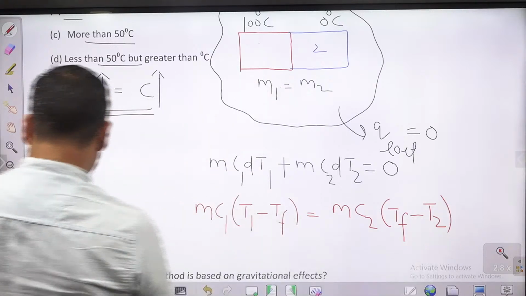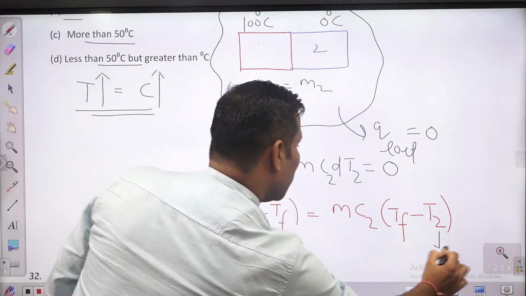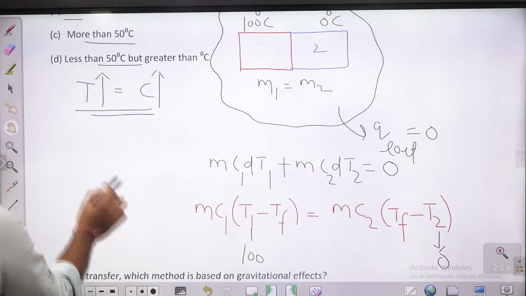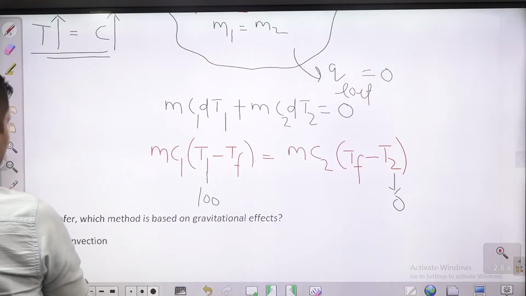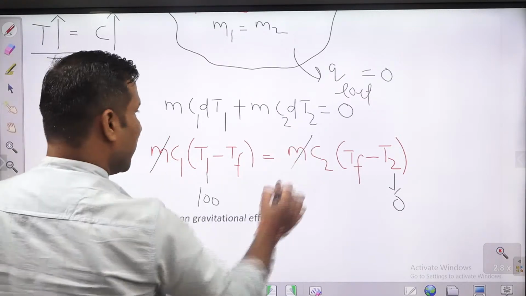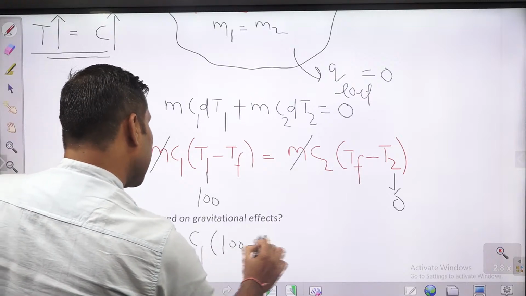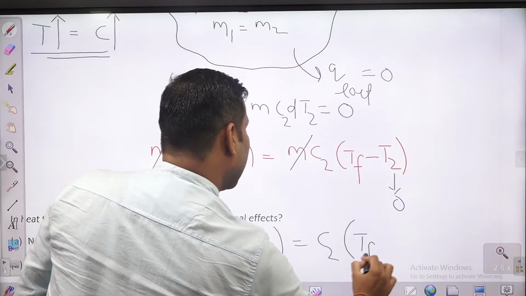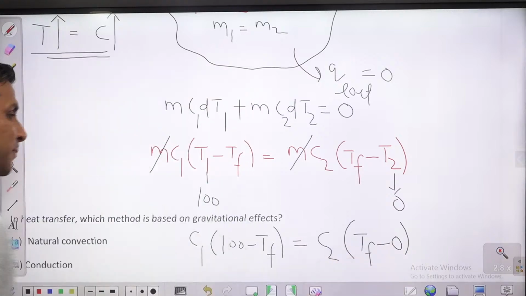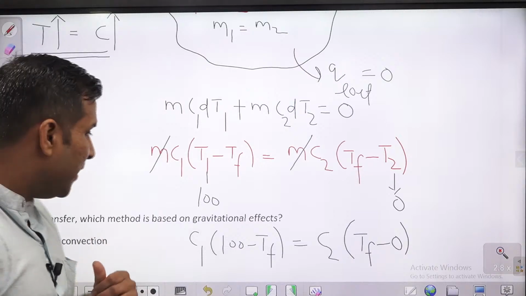And how much is T1, children? T1 is 100. T2 is 0. Now they are identical. Their masses are same. So the product: c1 into (100 minus TF) is equal to c2 into (TF minus 0). This product is same, guys. The product of this and this is the same. Now can you tell me which one is more?